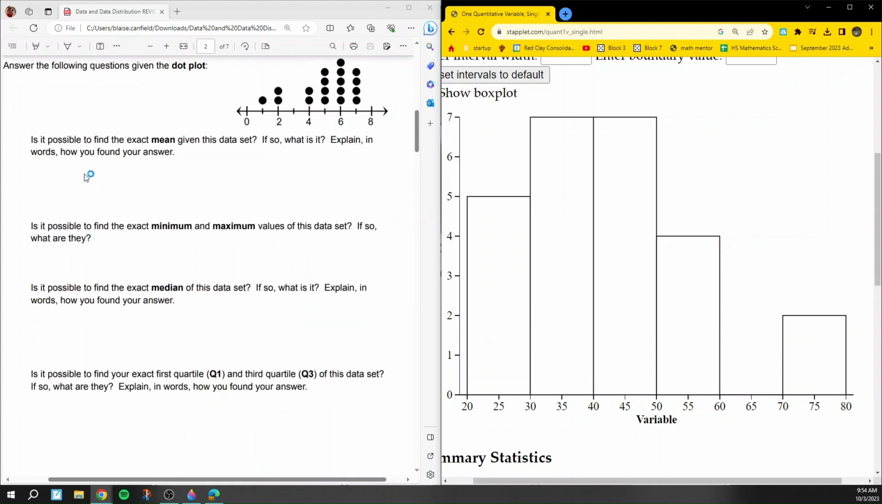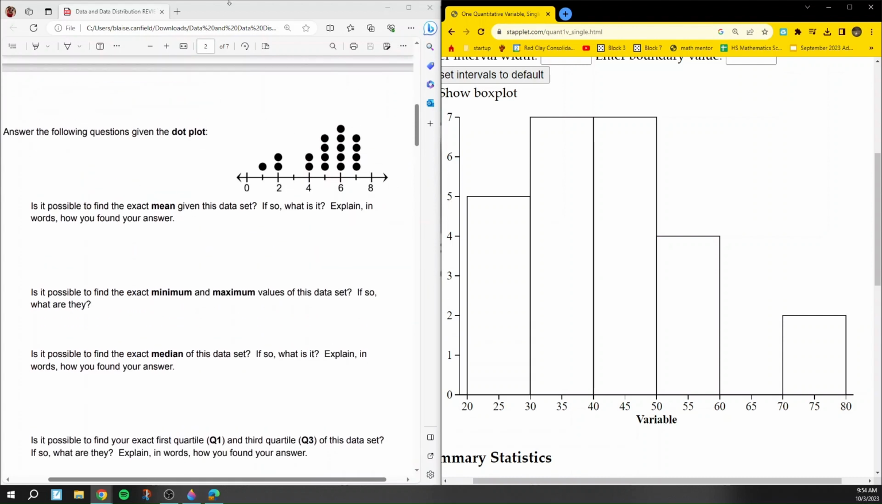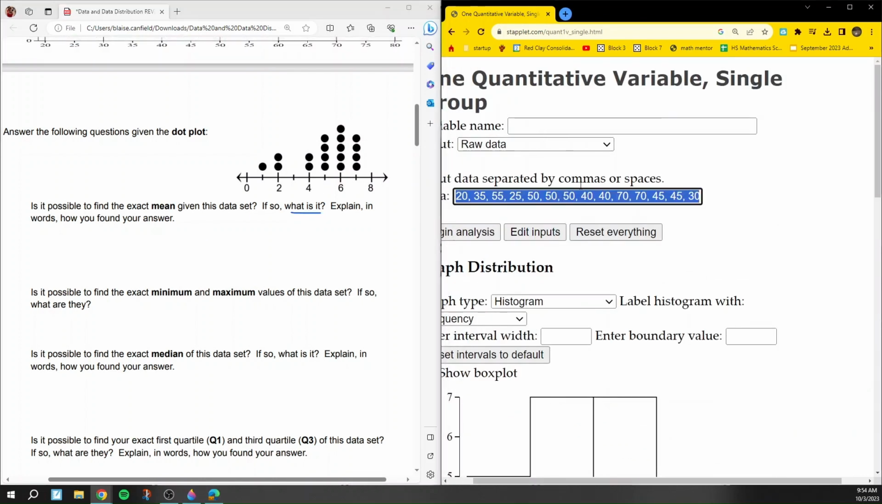All right. Is it possible to find the exact mean given this data set? If so, what is it? Explain in words. So yeah, it totally is. You can add them all up and divide by how many, and that would give you the mean. Oh, and then what is the mean? All right, let me get the mean. So you could do it in here, you could type it in. It doesn't really matter. I'm just going to use Statplet because it takes care of the calculations for me.